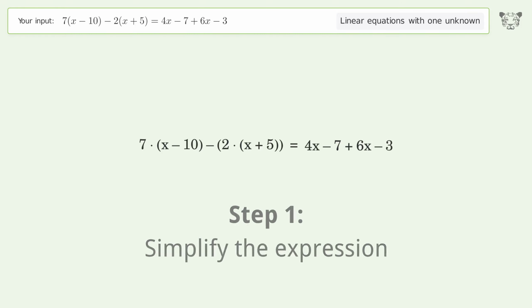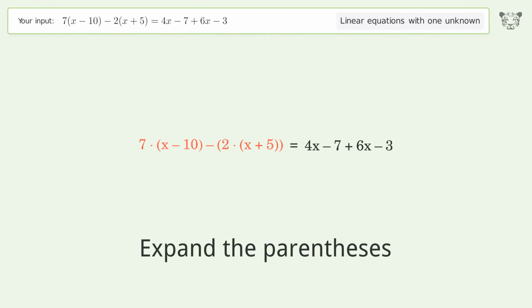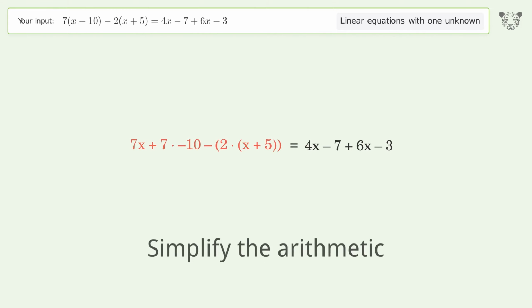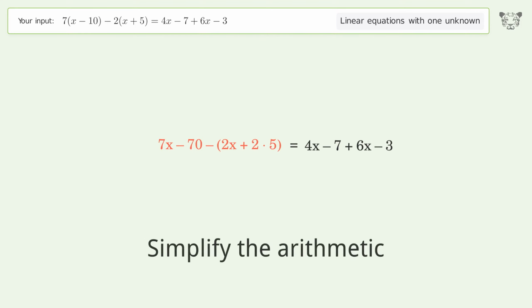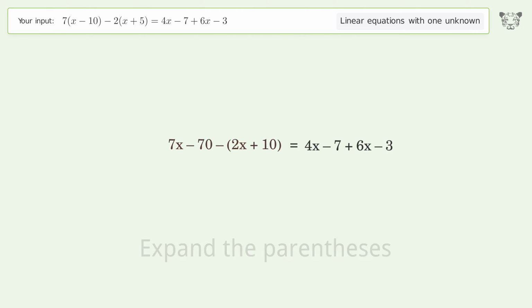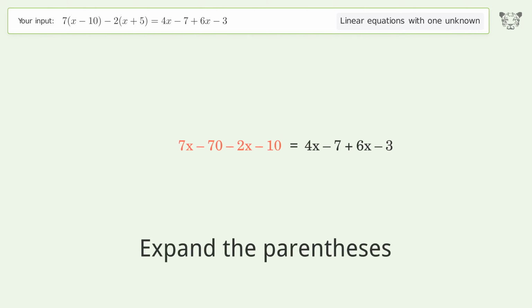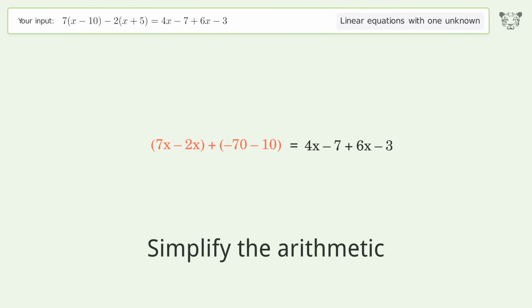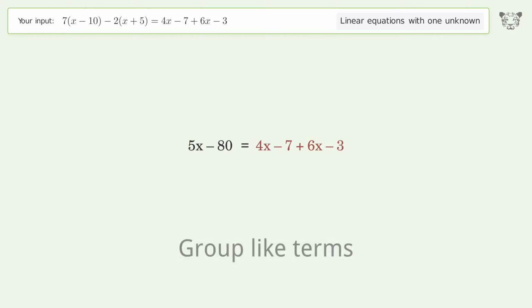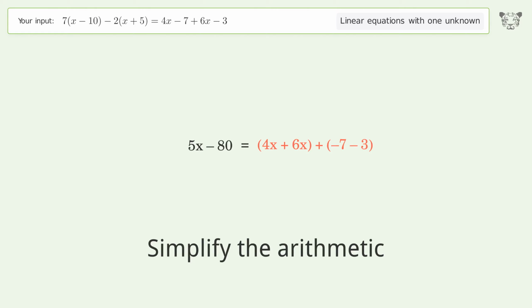Simplify the expression. Expand the parentheses. Simplify the arithmetic. Expand the parentheses. Simplify the arithmetic. Expand the parentheses. Group like terms. Simplify the arithmetic. Group like terms. Simplify the arithmetic.